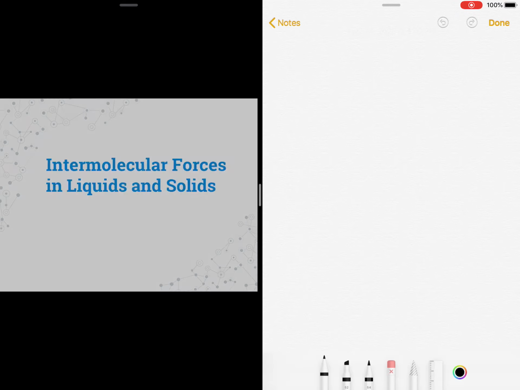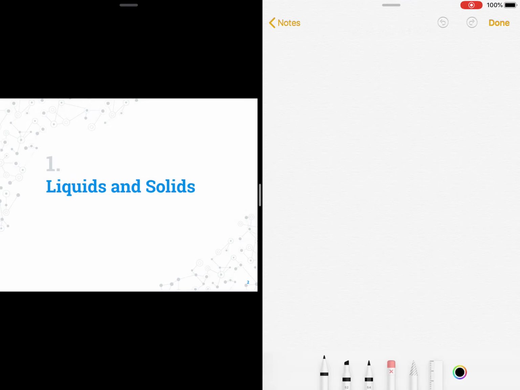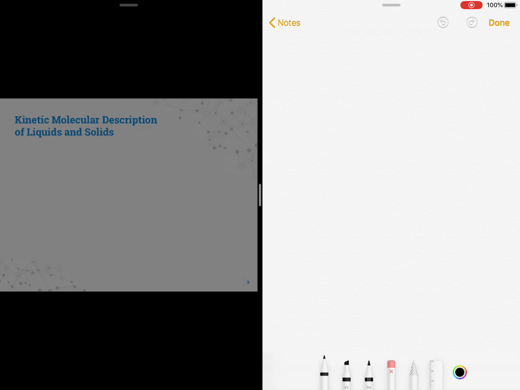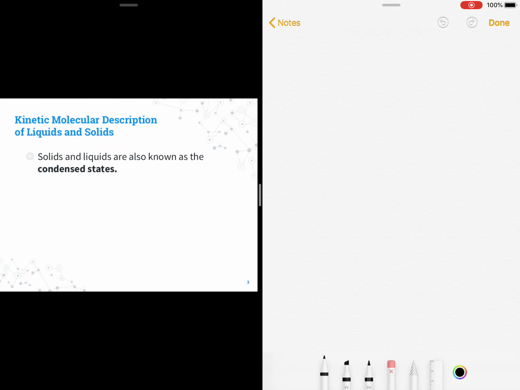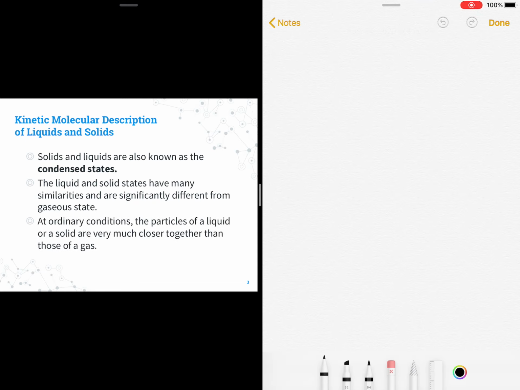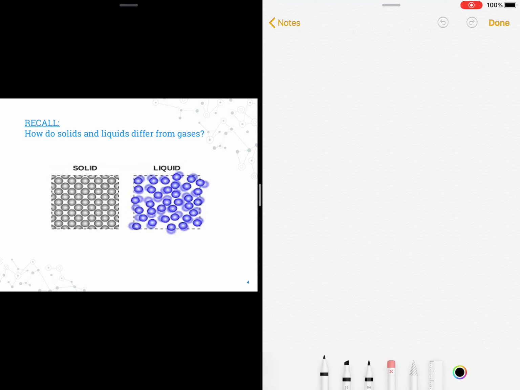So let's start. Let's talk about liquids and solids first. Let's have a brief review. Solids and liquids are also known as the condensed states. This has been introduced to you since elementary and high school. The liquid and solid states have many similarities and are significantly different from the gaseous state. At ordinary conditions, the particles of a liquid or a solid are very much closer together than those of a gas. So let's take a look at this slide.